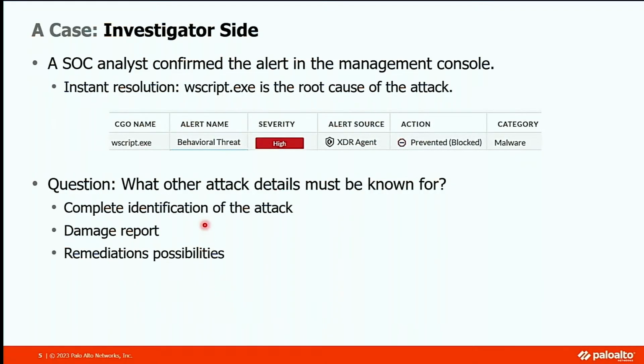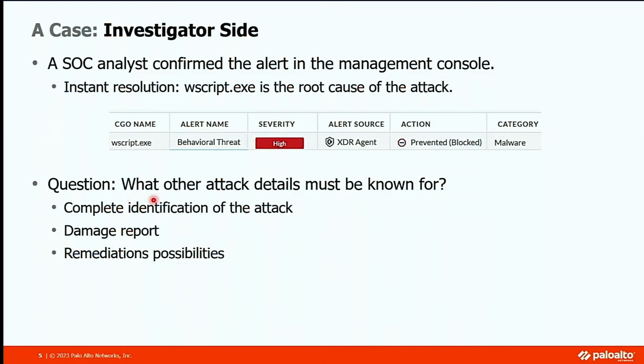All right. So in terms of investigation, here we are as the SOC analyst, and we saw exactly the same alert come through, or what was matching the prevention alert pop-up. We see the alert source is XDR agent, malware category, the action performed, prevented and blocked by the agent, behavioral threat, as we saw, yeah? We can even identify straight away this is a stitched alert. We have a CGO name, and the root cause of the attack is wscript.exe. Doesn't mean it's malware, but it ran the script. So it's the root cause.